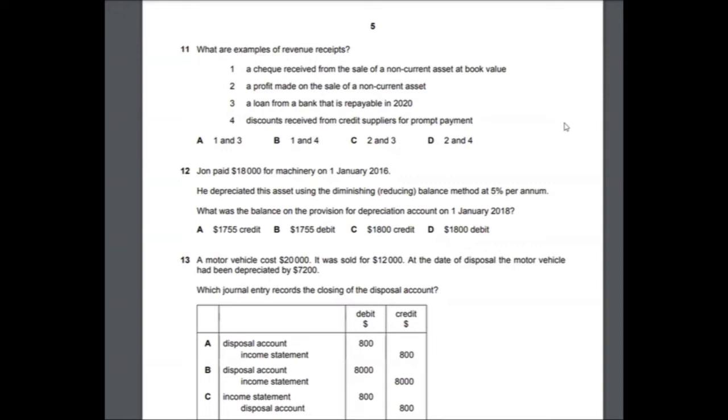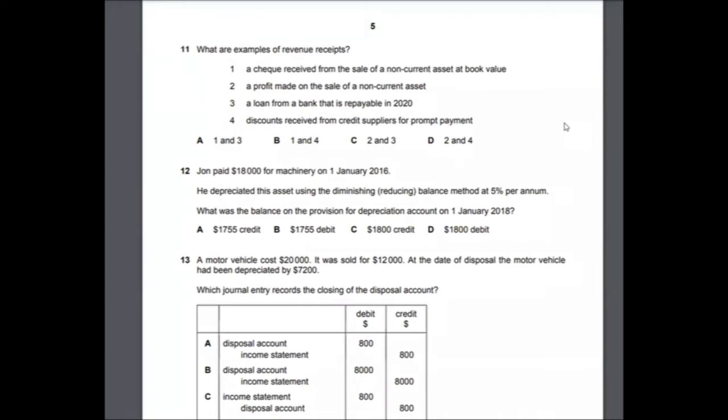A loan from a bank that is repayable in 2020. I cannot tell you whether it's a current liability or a non-current liability in this case because I do not know the tenure, whether it's payable in 2 years' time or 1 year's time. But this doesn't sound like a revenue receipt. Most likely it's a non-current liability. It cannot be classified as a revenue receipt, so just strike out option 3.